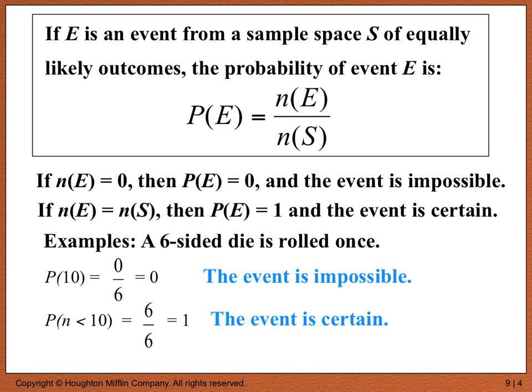How about a certain event? Well, when I roll a 6-sided die one time, I know with absolute certainty that I'm going to get something that's less than 10. I'm going to get some face that's less than 10. Therefore, there is a 6 out of 6 probability, or probability of 1, and it's certain. Now, most of the probabilities we're going to deal with are somewhere between impossible and certain. But this is just so that you understand what the terms mean.